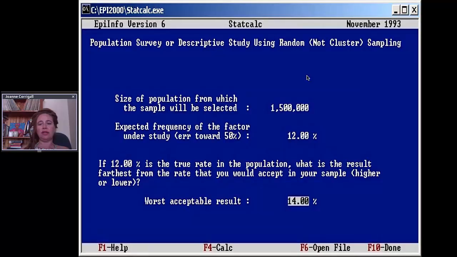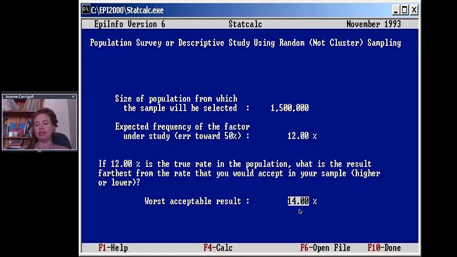So first you need to fill in, okay, what's the size of the population from which the sample would be selected? And that information you would normally get from the statistical services in your country. You can normally find out exactly the size of a population within the community you want to do your study. Then you need to know the expected frequency of the factor. So remember we said we think from the literature, from local studies, that the local prevalence is 12%. And then you have to plug in here, what is your worst acceptable result?